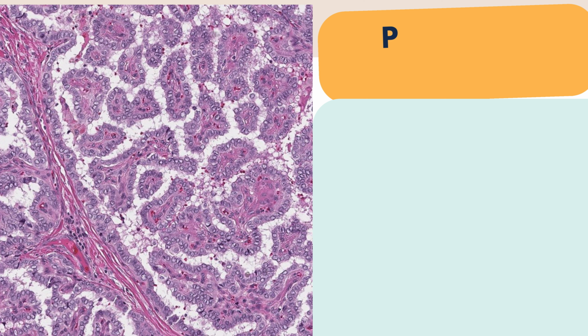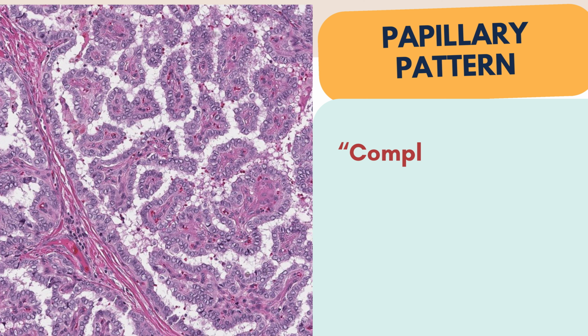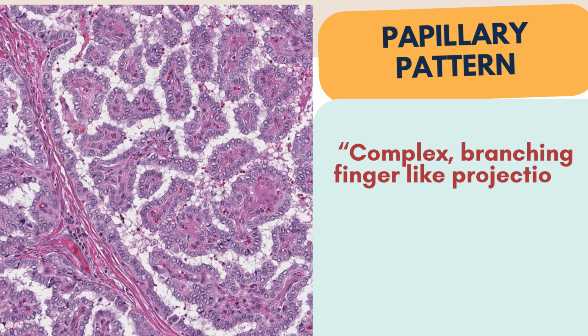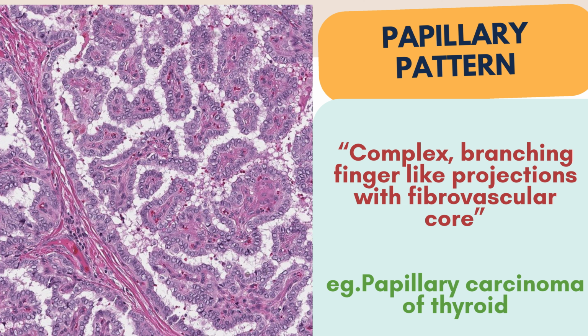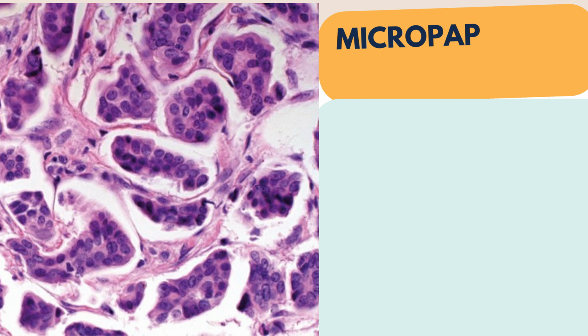Now moving on to the papillary pattern, papillae is nothing but complex, branching finger-like projections with a central fibrovascular core. Most common tumor with papillary pattern is papillary thyroid carcinoma. Similar papillary arrangement without any fibrovascular core is micropapillary pattern, seen in micropapillary carcinoma of breast.